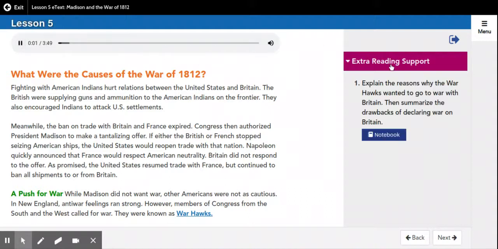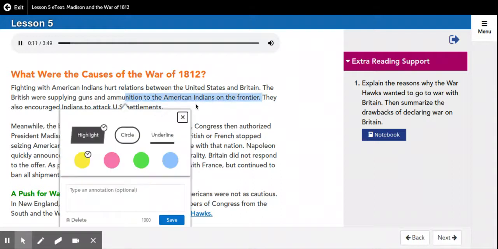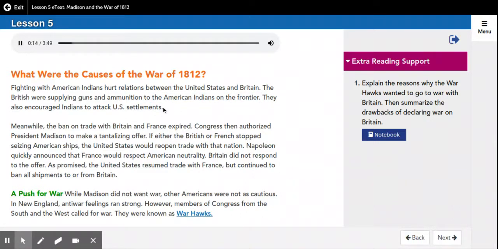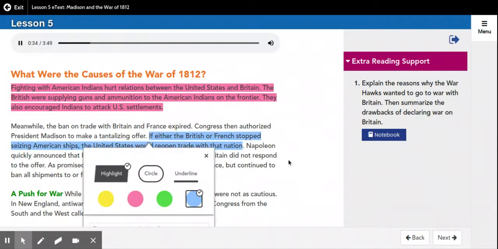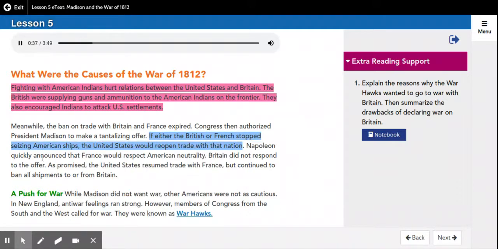What were the causes of the War of 1812? Fighting with American Indians hurt relations between the United States and Britain. The British were supplying guns and ammunition to the American Indians on the frontier. They also encouraged Indians to attack U.S. settlements. Meanwhile, the ban on trade with Britain and France expired. Congress then authorized President Madison to make a tantalizing offer. If either the British or French stopped seizing American ships, the United States would reopen trade with that nation.